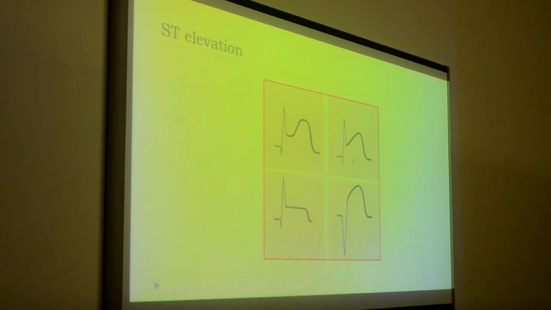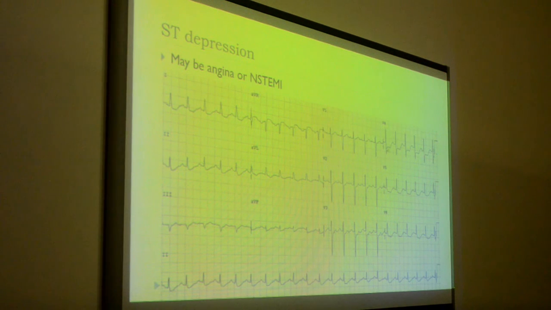These are the different forms of ST elevation. And you could have the other side, ST depression. Look at these areas. It should be on this level. This could be angina or this could be non-ST elevation myocardial infarction. You differentiate by enzymes. If enzymes are positive, it's an infarction. Otherwise, it could be ischemia.